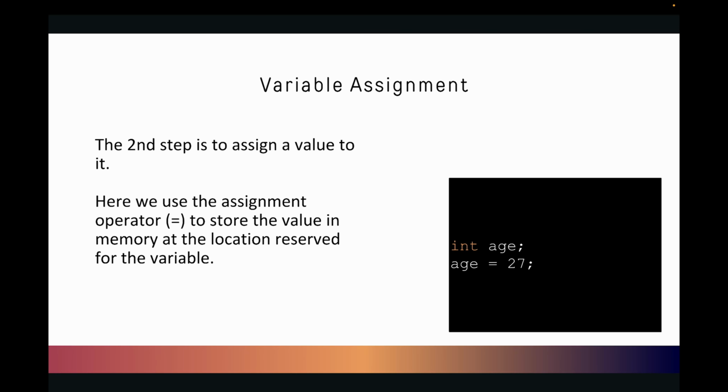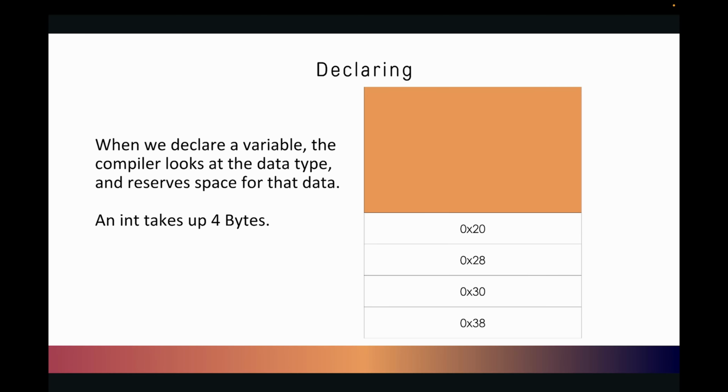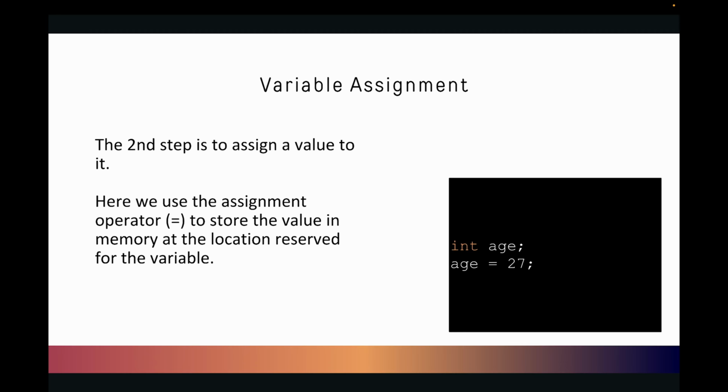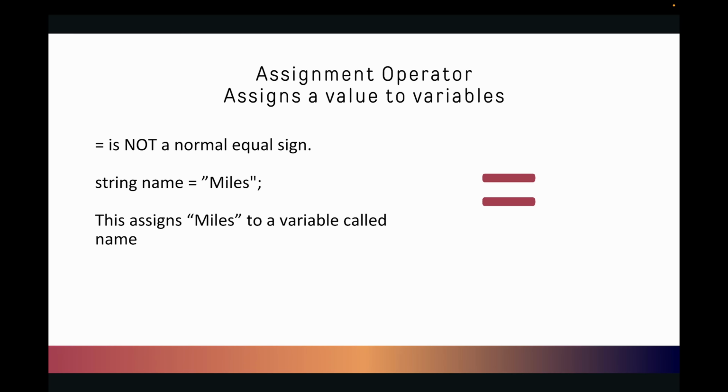The second step is to assign a value to it. Here we use the assignment operator, the equals sign, to store the value in memory at the location reserved for the variable. int age, then age equals 27. The first step was to reserve the space in memory like that. Then we assign a value. So here, the equals sign, important, is an assignment operator. It's not like a normal equals sign.